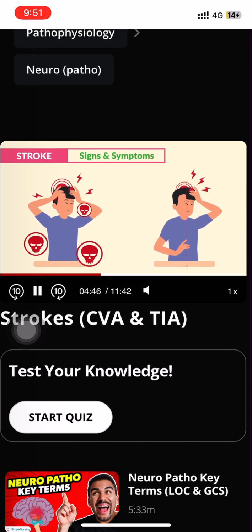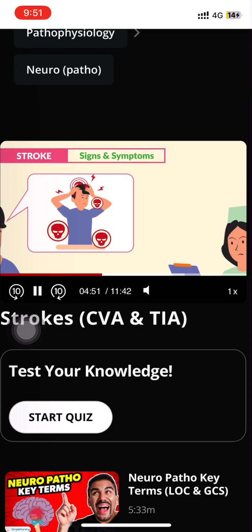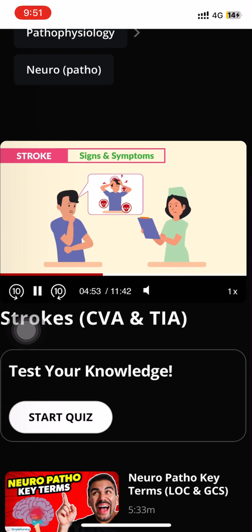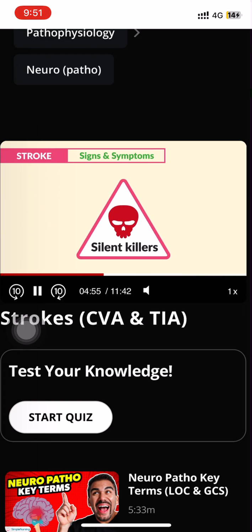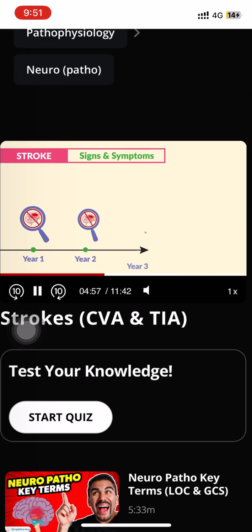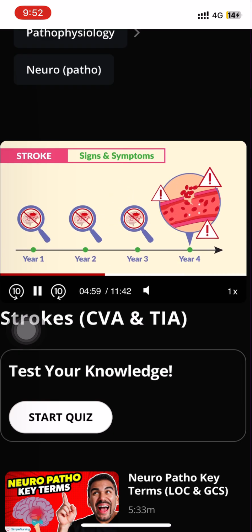Now, for hemorrhagic strokes, that ruptured cerebral aneurysm, we get a key sign for severe headache. Now, this is very different than any other type of headache. It's way worse than migraines. Some clients even say that it's the worst headache of their life, often called the silent killers, because a small bleed can go undetected for years before a major rupture without warning.